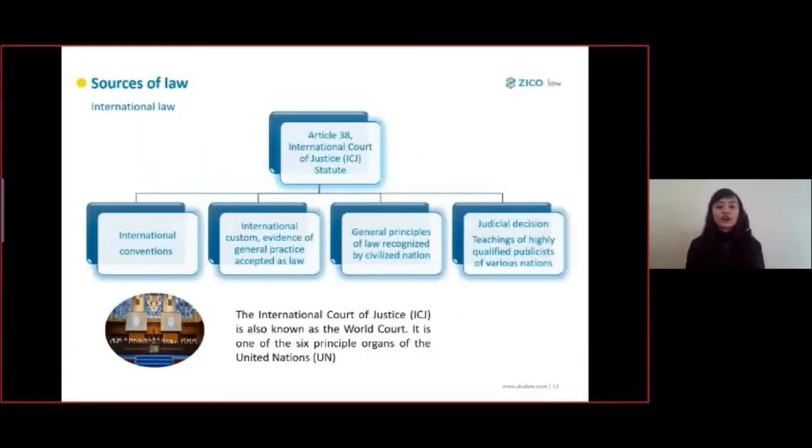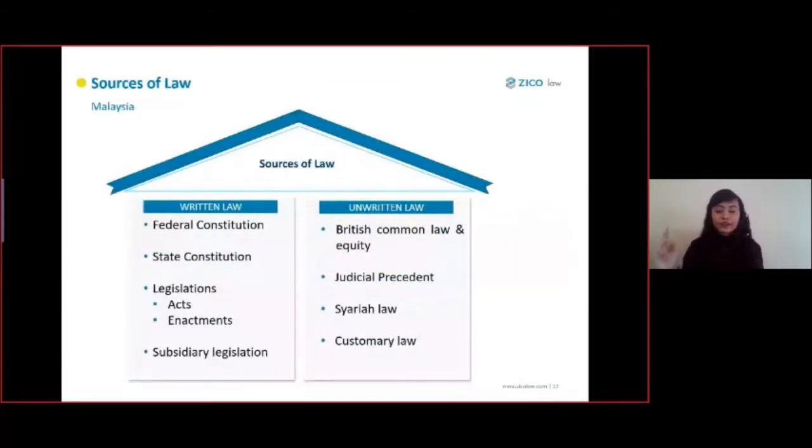All right. So when we talk about Malaysian law, the sources of law available, I think you guys know this. It's written law and unwritten law. Written law is basically statutes like the federal constitution, state constitution, and any legislations such as acts or enactments. And lastly is subsidiary legislation. Subsidiary legislation can come from various forms, for example, regulation, order, or rules.